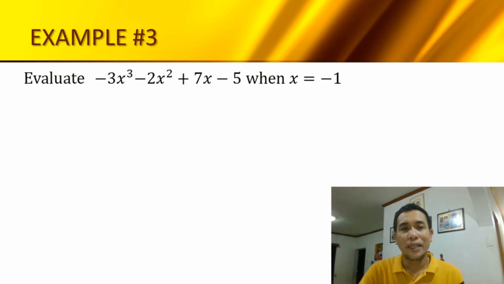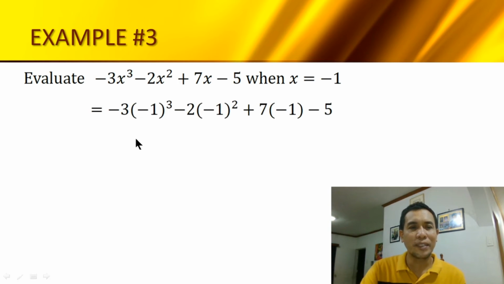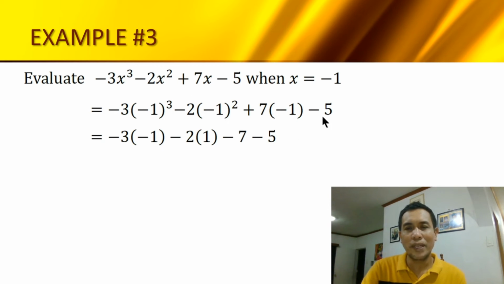Evaluate negative 3x cubed minus 2x squared plus 7x minus 5 when x is equal to negative 1. So, all we have to do is ilanta natin ang x, negative 1, and then simplify. That's it. That's very simple. Okay? Substitute: negative 3 times negative 1 raised to 3 minus 2 times negative 1 raised to 2 plus 7 times negative 1 minus 5. Okay, to simplify, negative 1 raised to 3, that's negative 1. Okay, and then negative 1 squared, that's positive 1. Okay, negative 2 times 1. 7 times negative 1, negative 7, bring down negative 5.